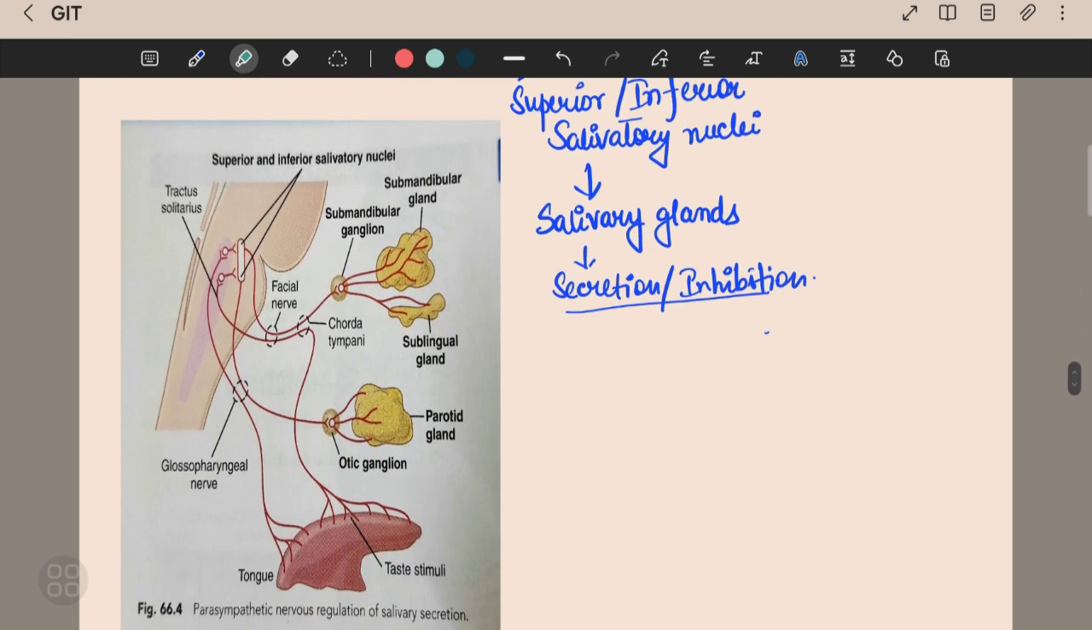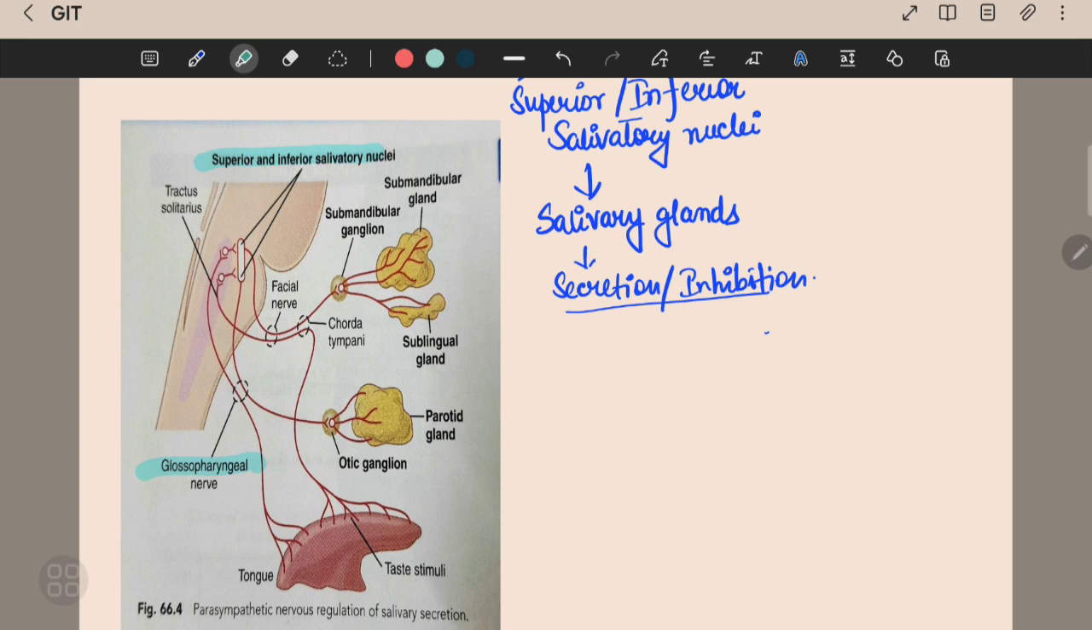So remember, the taste stimuli are mainly coming from the tongue. This tongue has two types of taste sensation stimuli: one is the anterior 2/3 and the other is the posterior 1/3. For the posterior 1/3, the taste stimuli are sent by the glossopharyngeal nerve, and they go to the superior and inferior salivatory nuclei, mainly present near the pons or the pontomedullary junction, in that region. Then what is happening over here?